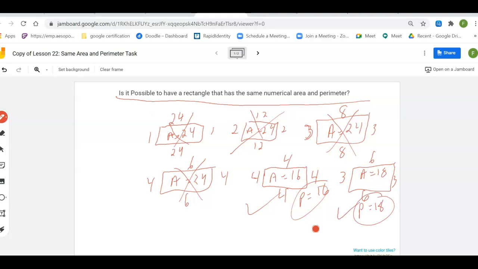So is it possible to have a rectangle that has the same numerical area and perimeter? The answer is going to be yes to that. So the answer is yes.